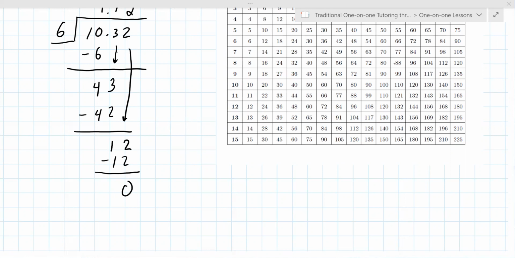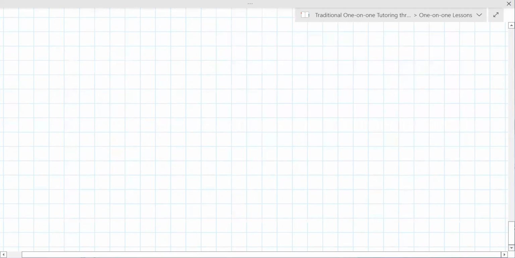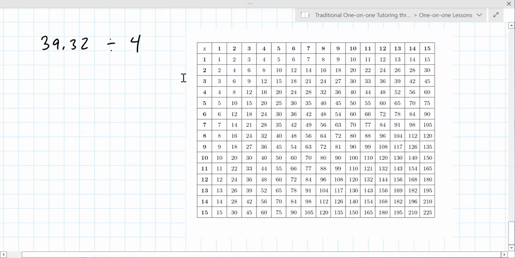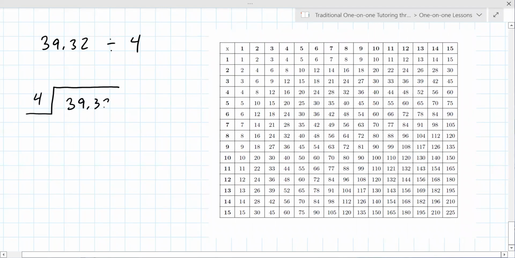Are we going to try more of them? Yeah, we should do one more, at least. All right, 39.32 divided by 4. Okay, so 4 goes outside the house, and 39.32 goes inside the house. So we ask ourselves, how many times does 4 go into 39? 39 is between 36 and 40, so 9.